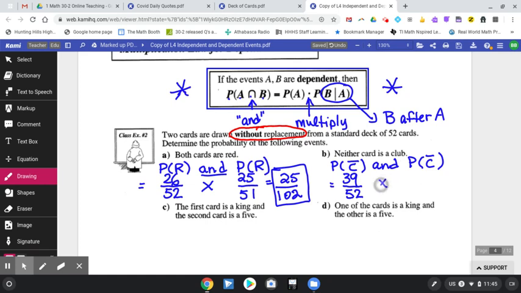and means multiply. Drawing my second card, but because I kept a card, I'm now looking at only 51 possible draws. And I have to assume that I was successful, that I did get a non-club. So on my first draw, there were 39 non-clubs available, and now there will only be 38 available. Multiply that in your calculator, and I believe that comes to 19 over 34.